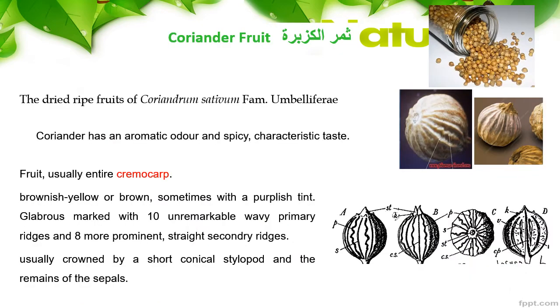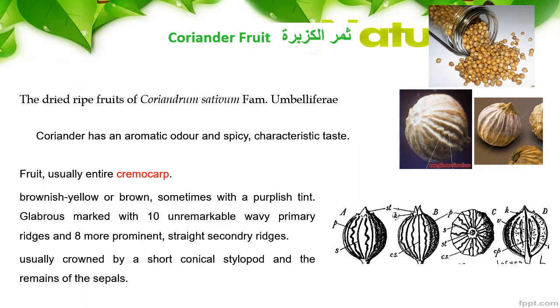Coriander is obtained from the dried ripe fruits of Coriandrum sativum, family Umbelliferae. Coriander has an aromatic odor and a spicy, characteristic taste. It usually exists as the entire fruit. This is the shape of coriander fruits, an enlarged fruit, and a diagram of the morphology of the fruit. The color is yellowish brown to brown, sometimes with a purplish tint.